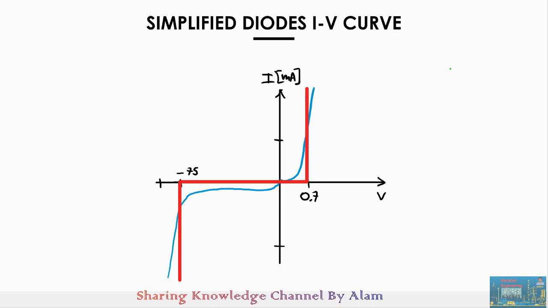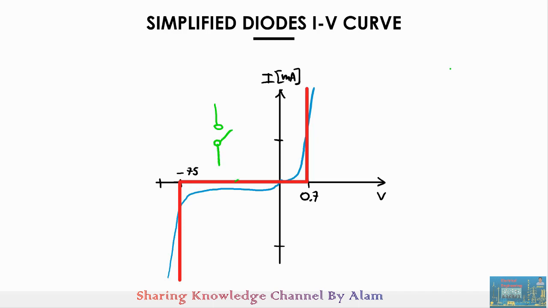Finding an equivalent circuit for a diode in the OFF region is very simple. The OFF region is this region where the current is always equal to zero. We can see that here in this region, no matter what is the voltage across the device, we always have zero current. So the best way to represent this region with an equivalent circuit is to use an open switch.